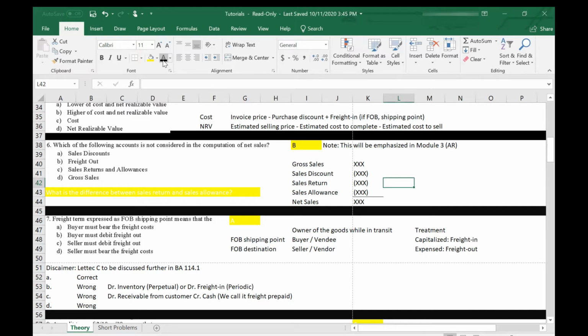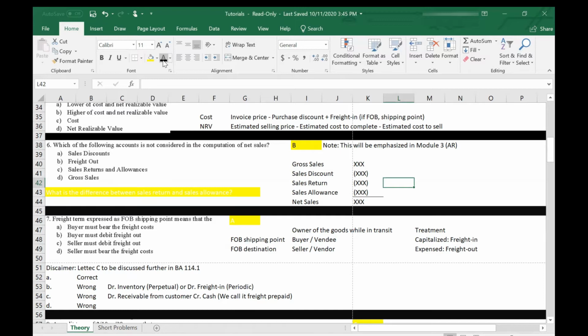When you say sales allowance, usually it's a diminution in the price, meaning babawasan na lang yung i-charge niya sa'yo, pero hindi mo na siya i-return. Kaya pag sales return, binabalik yung good. There's an actual return of the inventory. Kapag sales allowance, the inventory remains in the custody of the customer. It is just that the seller will provide that customer an allowance.